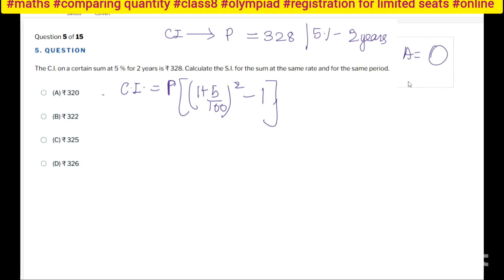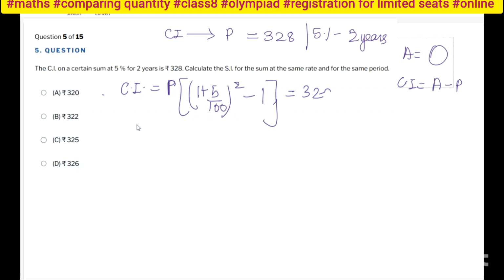Now CI will be what? CI will be when I calculate amount minus P. Amount minus P, that only, right? So that's why this comes, and they are saying that I am getting at last 328 rupees.